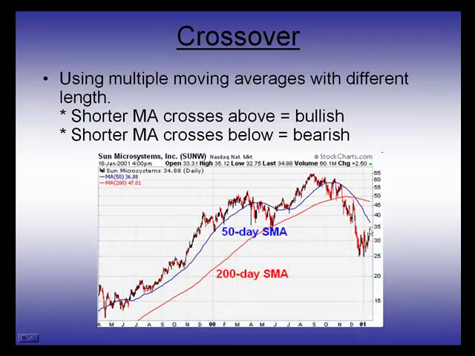When the shorter time frame crosses above the longer time frame, the shorter, in this example, is the 50, the longer is the 200, when it crosses above, that's bullish. When the 50 crosses below the 200, that is bearish, and that's when we start to head down. Let's go ahead and take a look at some charts.